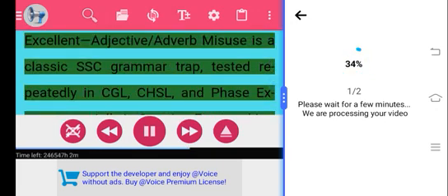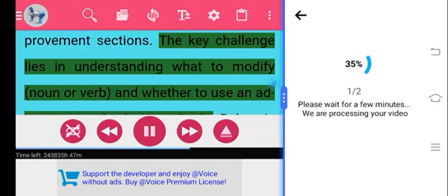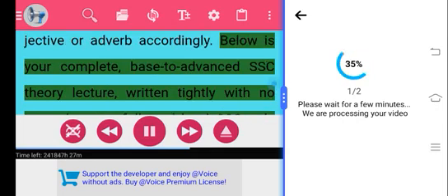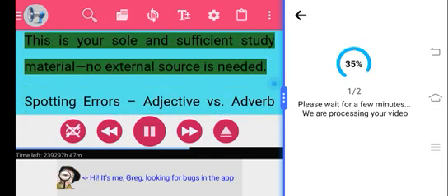Excellent. Adjective adverb misuse is a classic SSC grammar trap, tested repeatedly in CGL, CHSL, and phase exams, especially in spotting error and improvement sections. The key challenge lies in understanding what to modify, noun or verb, and whether to use an adjective or adverb accordingly. Below is your complete, base to advanced SSC theory lecture, written tightly with no wasted space, followed by 4 SSC style previous year questions with answers. This is your sole and sufficient study material, no external sources needed.